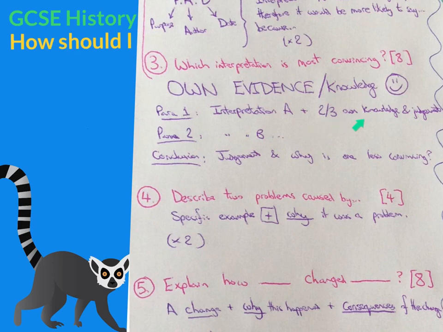Use 2 or 3 bits of your own knowledge to explain why you think what it says is accurate or not accurate. And then you need a conclusion, a few sentences at the bottom. Overall, what's your judgment? Why is one of these less convincing than the other?